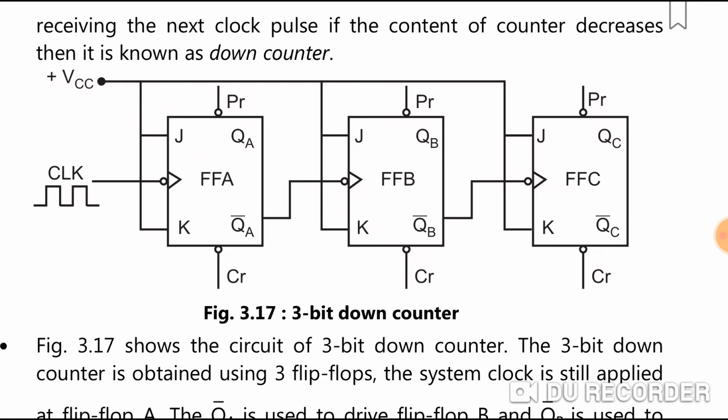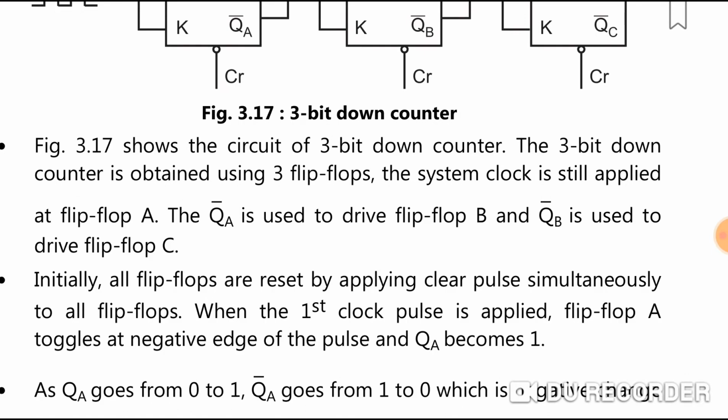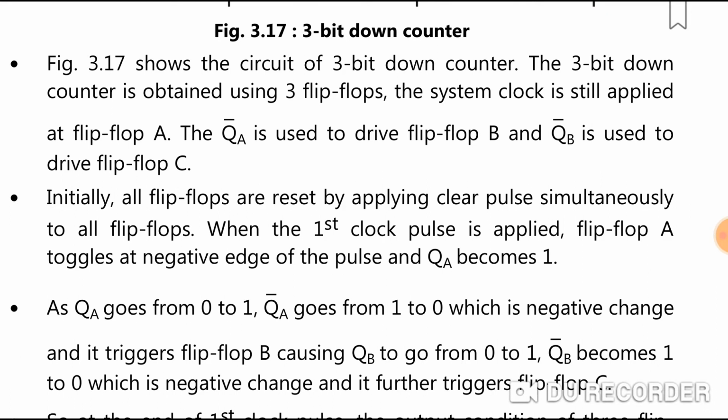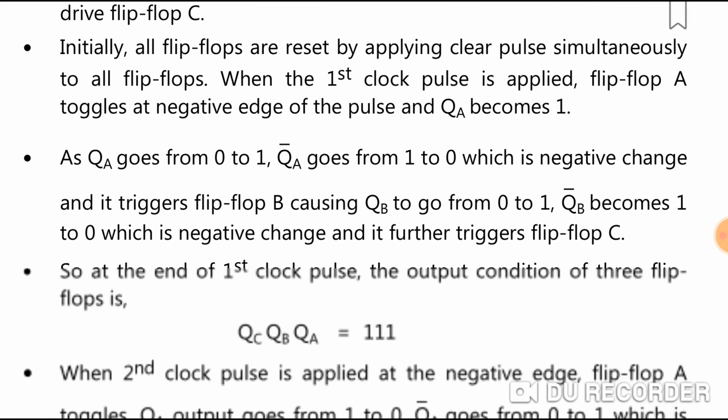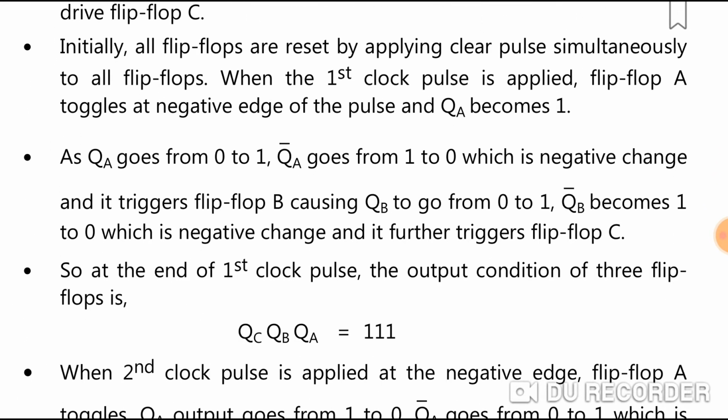So this is a JK flip-flop connected. VCC is connected to J and K. Then QA bar is connected to the clock input of the second one, like this. Clear and preset are also there. Now it shows a 3-bit down counter. The 3-bit down counter is obtained using 3 flip-flops. The system clock is still applied at flip-flop A. The QA bar is used to drive flip-flop B and QB bar is used to drive flip-flop C. Initially, all the flip-flops are reset by applying a clear pulse simultaneously to all flip-flops.